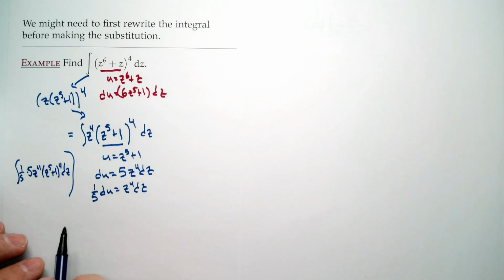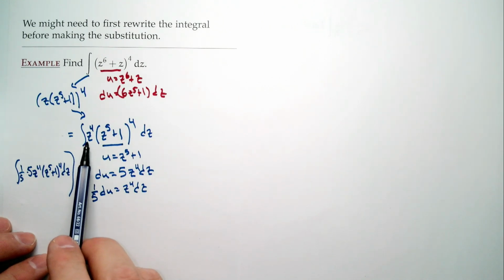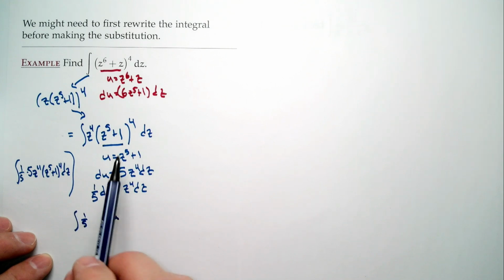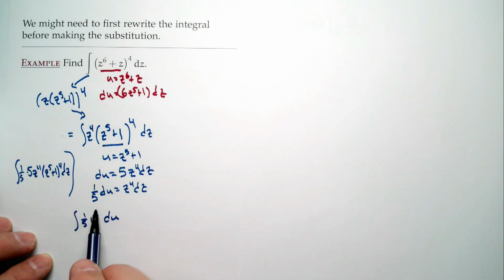So let's put this together. We get that z to the 4th dz is 1/5 du. So I'm going to get the integral, there's a 1/5. I like to put the constants in front, du. And then z to the 5th plus 1 to the 4th becomes u to the 4th. All right, so what's the integral of 1/5 u to the 4th du?